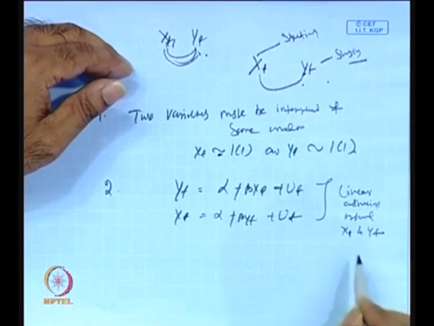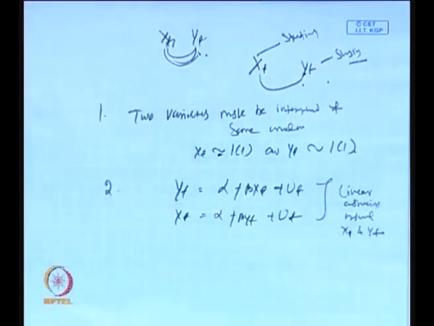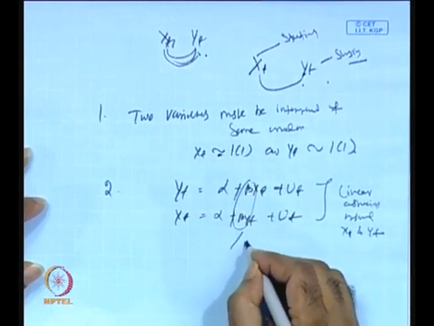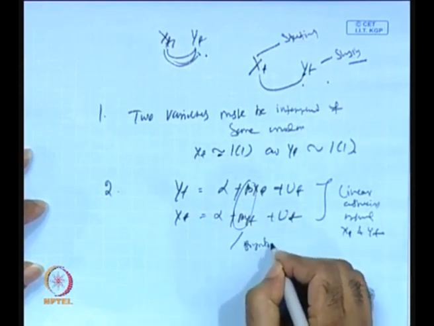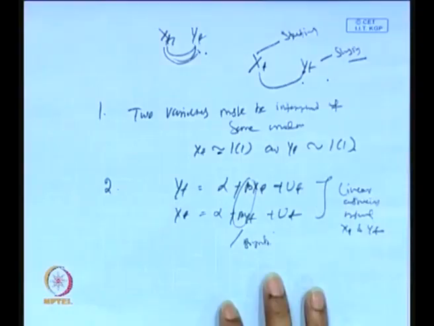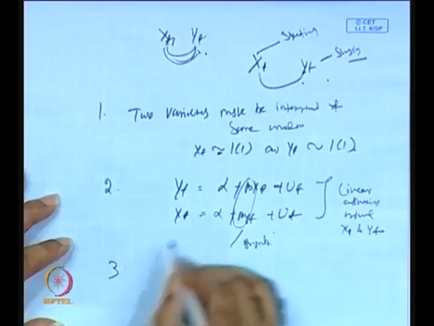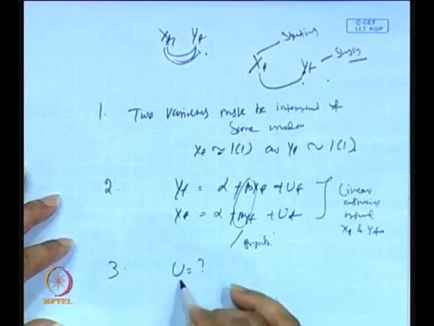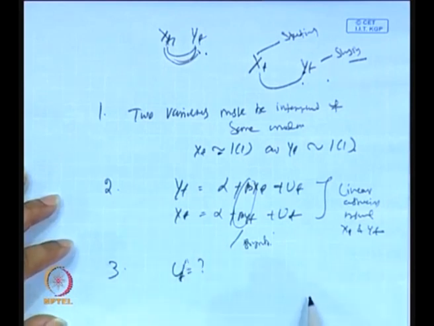So, we trust there is a linear relationship between these two, and beta needs to be significant. Okay. So, the first condition is that the variables must be integrated of order 1, and the second condition is that there must be a linear relationship between these two. Then, once you have the linear relationship, you will find the estimated error terms.